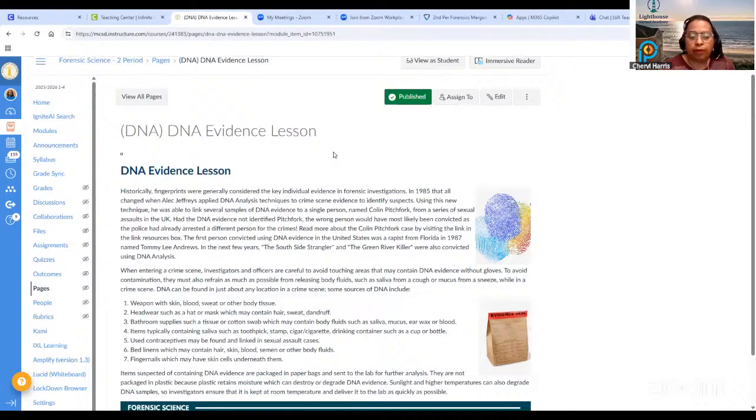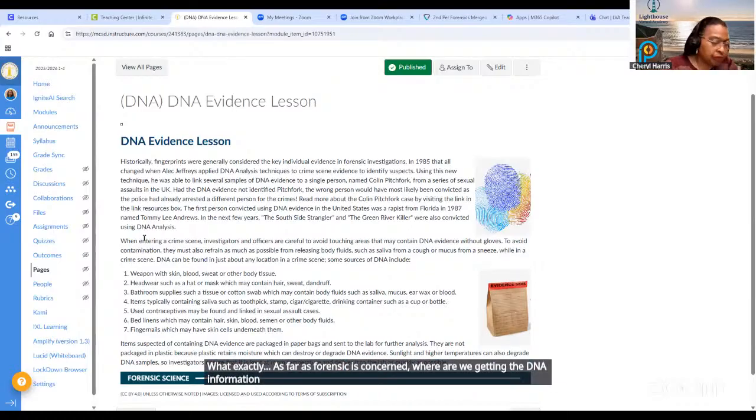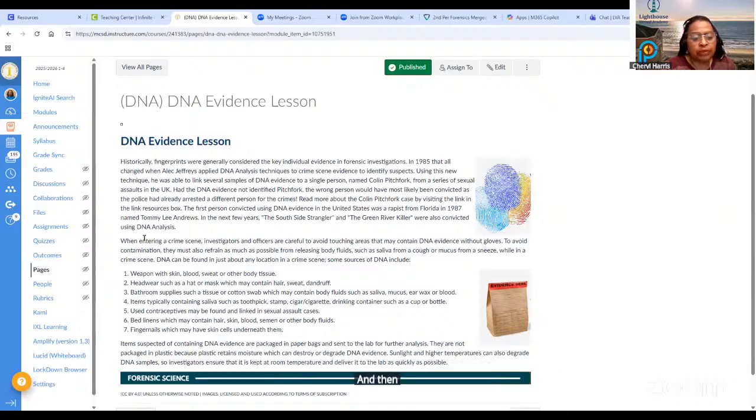All right. So again, I want you to focus on this part right here for today. What exactly, as far as forensics is concerned, where are we getting the DNA information from? And then we're going to look at how we're going to analyze it.